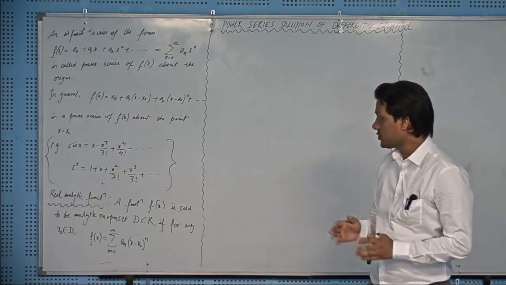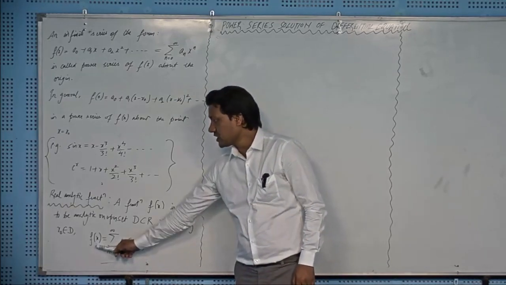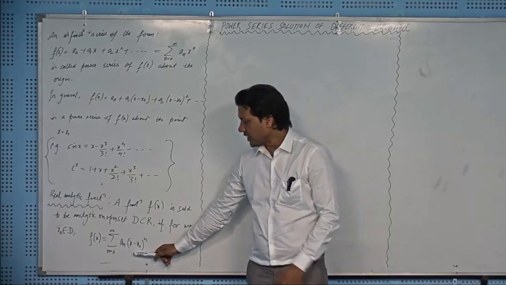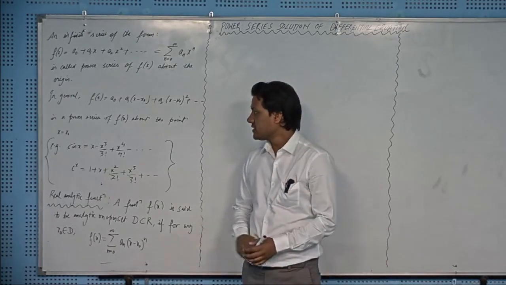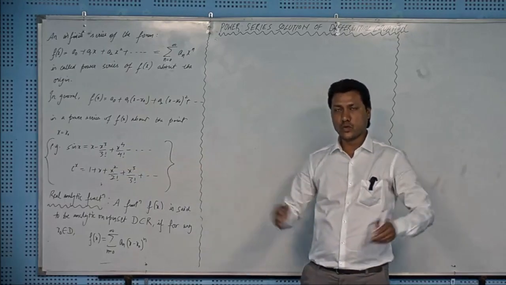It means that the existence of this power series for that function fx guarantees that the real function is analytic, right? And this power series is valid for some region. It is not like that these series sin x and e to the power x which are valid for over the whole real line.